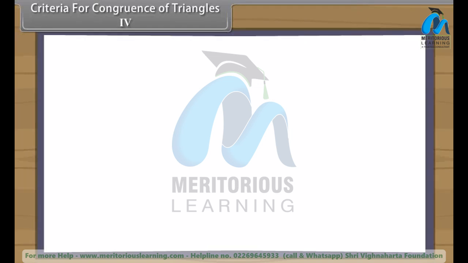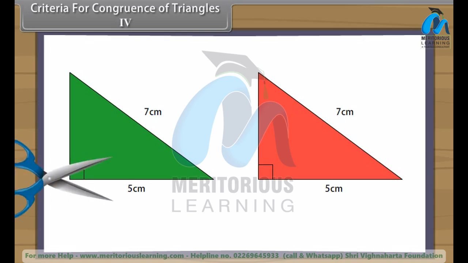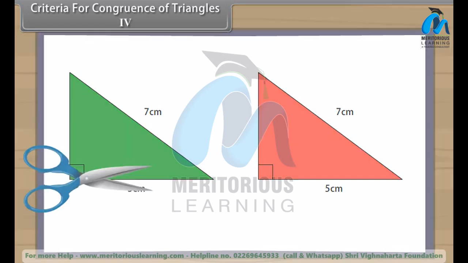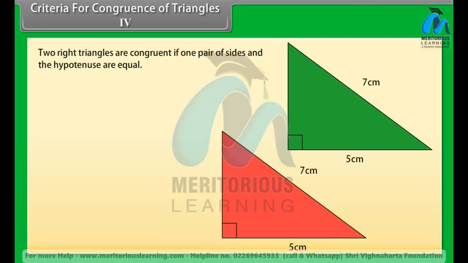Criteria for congruence of triangles 4. Now construct 2 right-angled triangles with hypotenuse equal to 7 cm and one side equal to 5 cm each. Cut them out and place one triangle over the other with equal side placed on each other. We will observe that the 2 triangles cover each other completely and so they are congruent. Or we can say that 2 right triangles are congruent if one pair of sides and the hypotenuse are equal. This we have as Criterion 4.